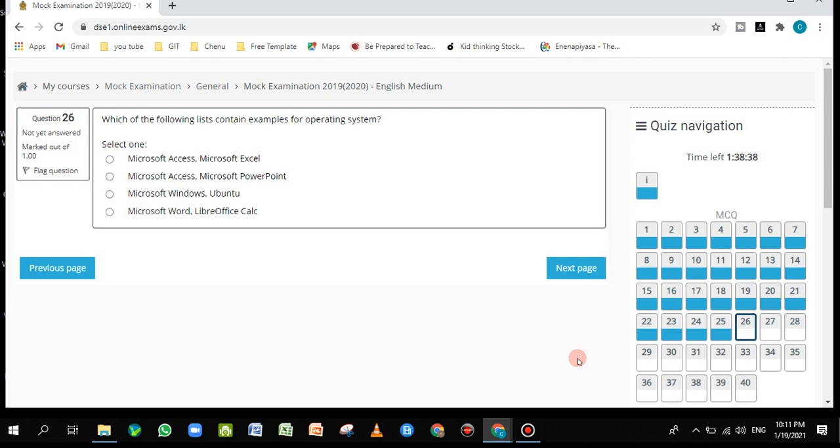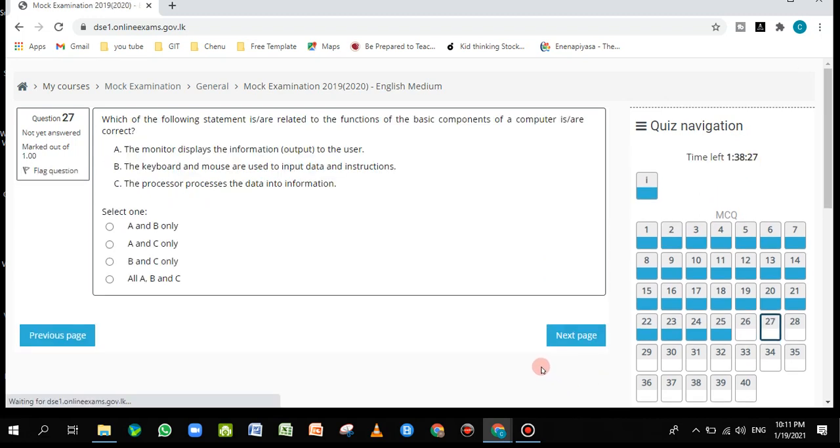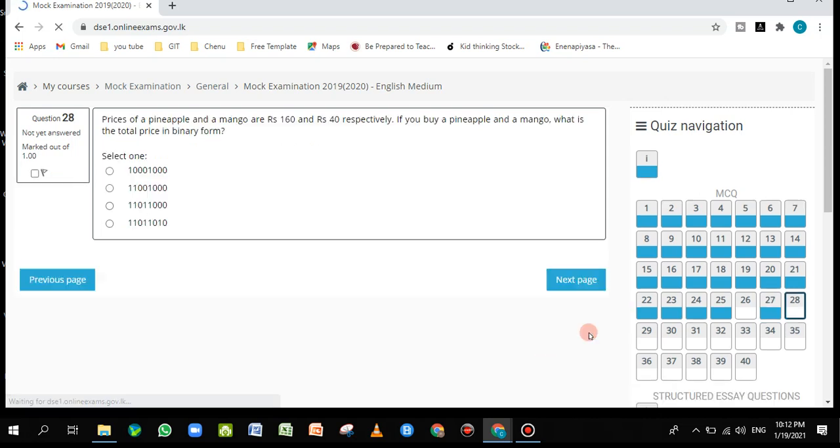It says, which of the following lists contains examples of operating systems? That is definitely Microsoft Windows and Ubuntu. Then we'll go to the next one. Then it says, which of the following statements are related to the function of the basic components of a computer? The monitor displays the information output to the user. That is true. The keyboard and mouse are used to input data and instructions. That is also true. Then the processor processes the data into information. That is also true. So all A, B, and C. Then we'll go to the next question.